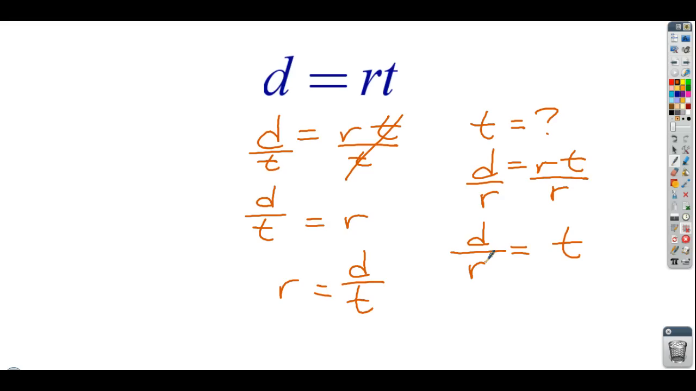Okay, and so now I've solved this in all different ways, depending on which one I want. If I want to know the rate, I'm going to use this equation. If I need to know the distance, I'd use this equation. If I want to know the time, I'm going to use this equation. Okay, and that's the general idea. So let's try it again.